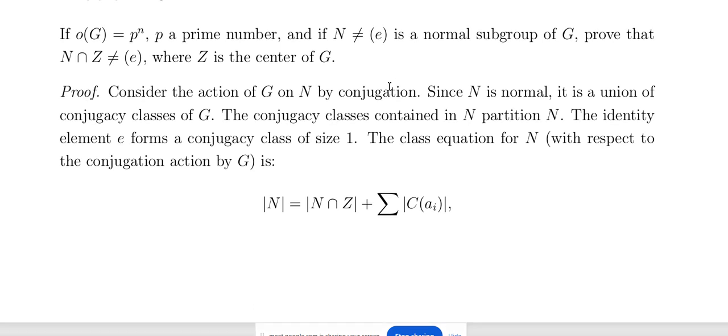And order of G equal to p power n, p is a prime number. If N not equal to E is a normal subgroup of G, prove that N intersection Z is not equal to E. Here too the order of G is a prime power and N is a normal subgroup, so N intersection Z is not equal to E, where Z is the center. Already we saw that Z of G is not equal to E.